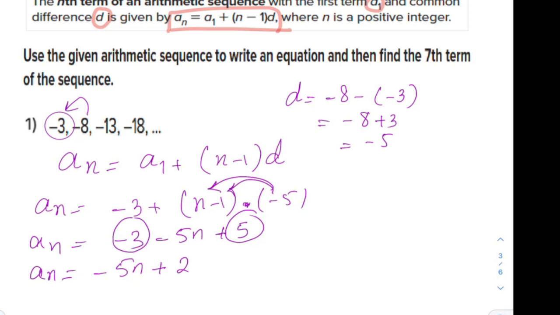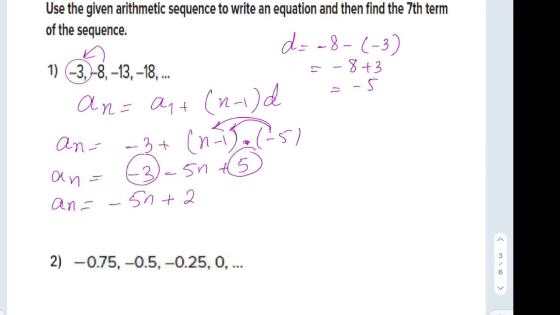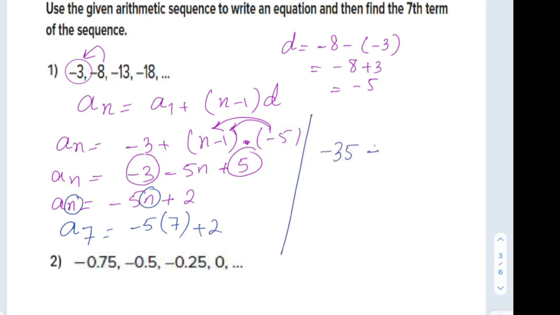Now we will find out the corresponding term or the required term that he asked for. So we want, for example, term number 7. So I will replace n by 7. If he wants term number 100, I will replace n by 100. So it is -5 times 7 plus 2, which is -35 plus 2, which is -33. So term number 7 required is equal to -33. Perfect.